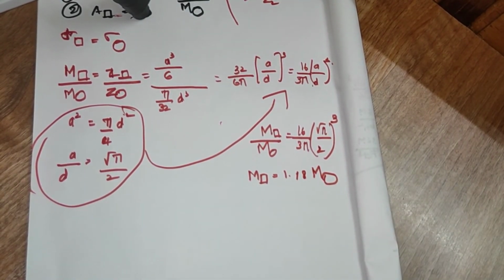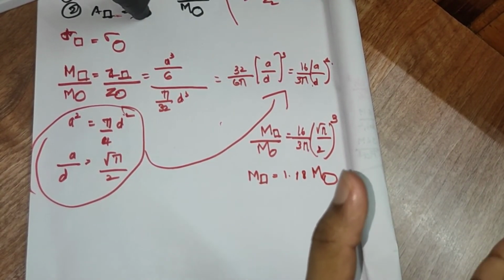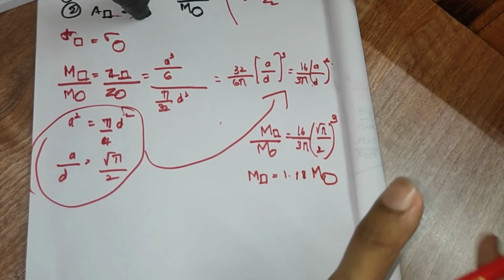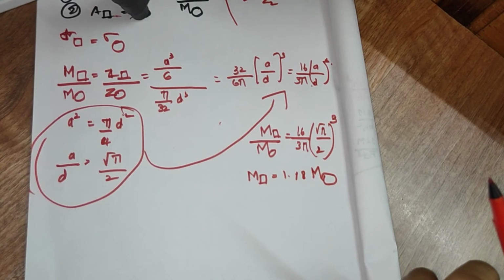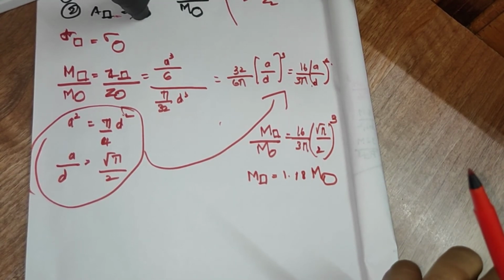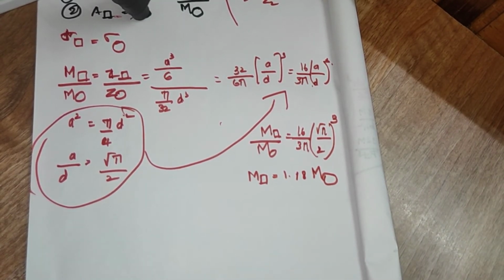So that's why we are using rectangle. Almost all sections we are using rectangle because it has more strength, it has more moment of resistance while comparing to the circular one. Next we can see another problem. I'll give you another question.